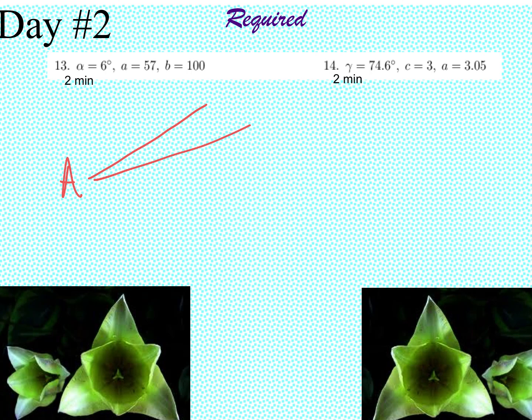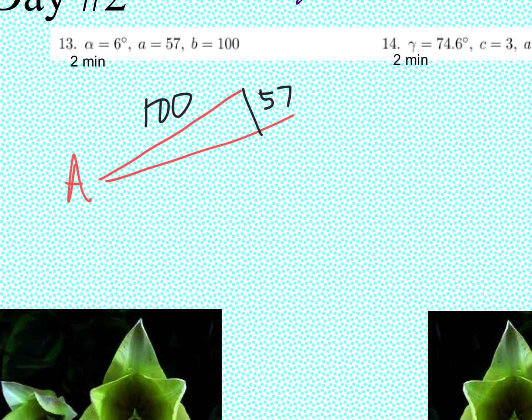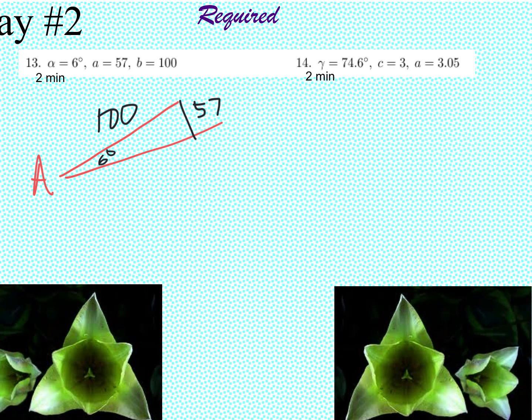All right, and this side across from A is 57. Side B is 100. This one's 100, the top one. And this was 6 degrees. I'm warning you, answers sometimes won't work. Remember how the triangles, sometimes you can't build it that way? Maybe that 57 is too short. And it just can't work.